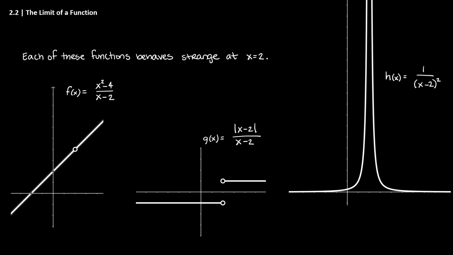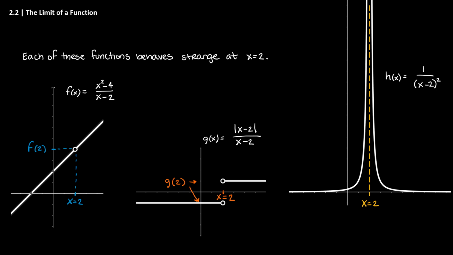So for f of x, g of x, and h of x, each one of them behaves quite strangely at x equals 2. Taking a look at f of x, we can see a missing point that corresponds to x equals 2. G of x has two missing points. Our function has a disconnect at x equals 2. And h of x has a vertical asymptote at x equals 2. Our function gets infinitely close, but never actually crosses over that vertical asymptote.